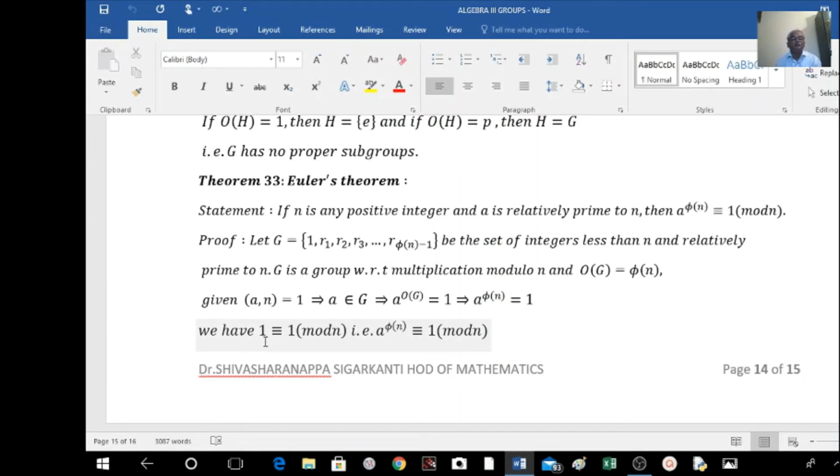Now we have 1 is congruent to 1 mod n, that is, n divides 1 minus 1, n divides 0. Therefore we can write 1 is congruent to 1 mod n. And here we have 1 is equal to a to the power of phi(n), so I will replace this 1 by a to the power of phi(n). That is, a to the power of phi(n) is congruent to 1 mod n. So this is our Euler's theorem.